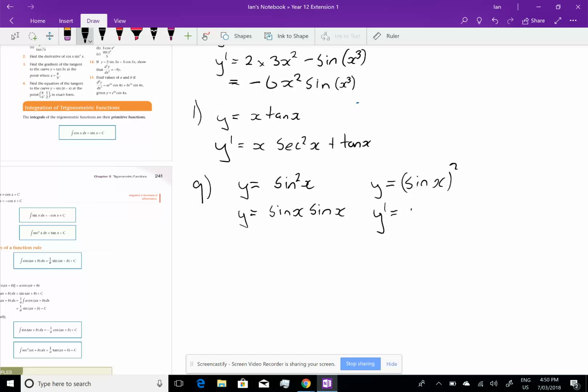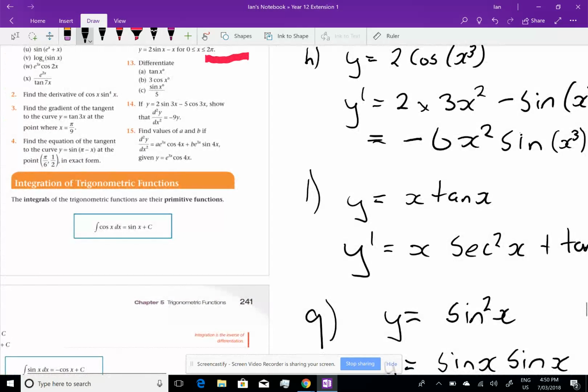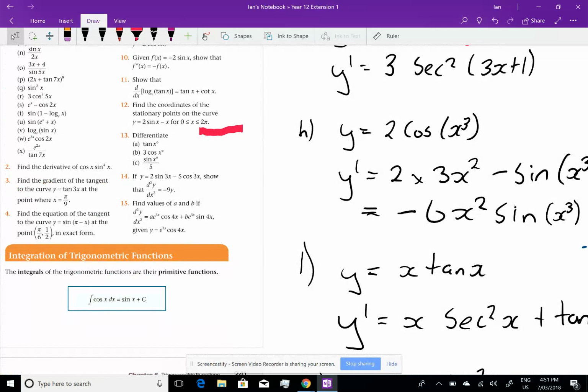Y dash is 2 sine x to the 1 times the derivative of what's inside, cos x, which gives me 2 sine x cos x. Does that change back? What is that? Q. 2 sine x cos x. No. We could write that as something else, but we're not going to. Sweet. That was pretty good. Let's have a go at a couple more, and then we'll move on.